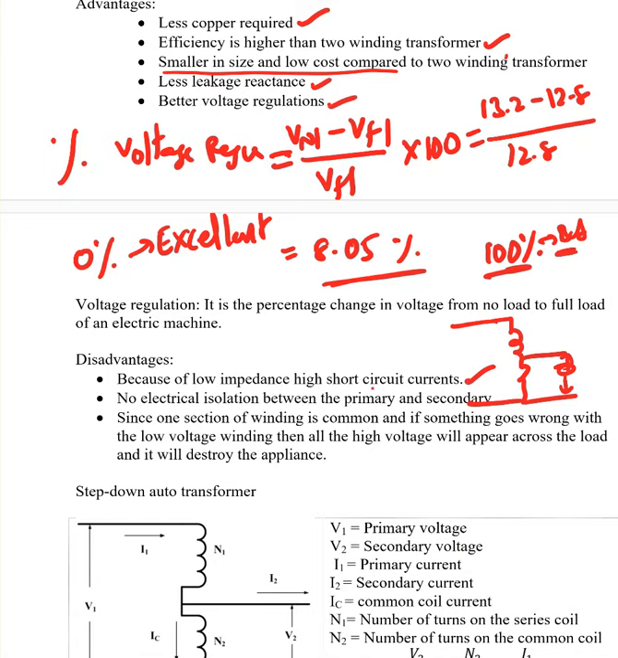Low impedance is one reason. Another one is no electrical isolation between the primary and secondary. That's the major reason we don't use it very often. Since one section of the winding is common, if something goes wrong with the low voltage winding, then all the high voltage will appear across the load and it will destroy the appliance. So that's another disadvantage. Now I'm going to draw the picture and show you what it is and what the parameters are.